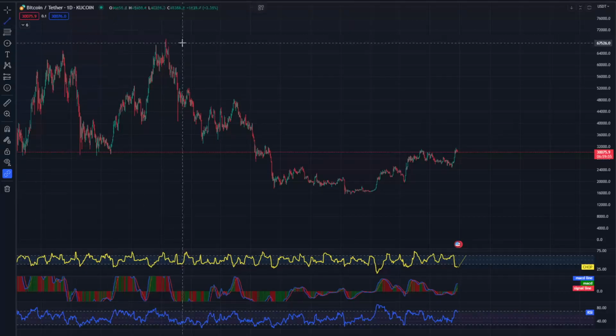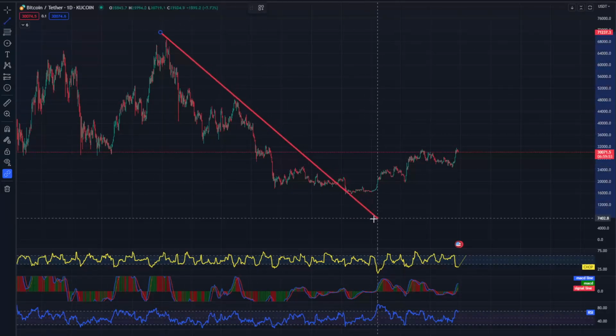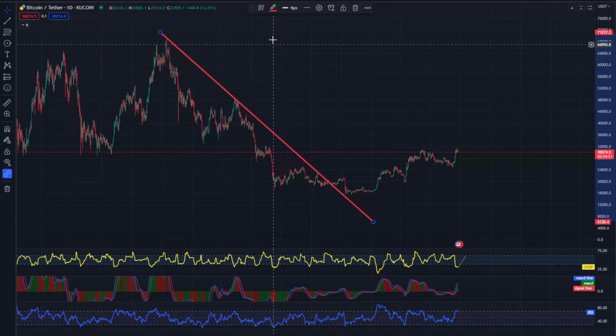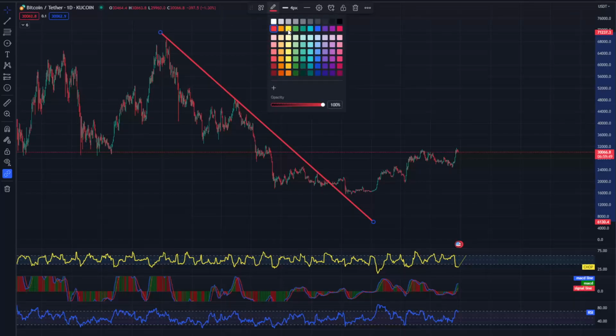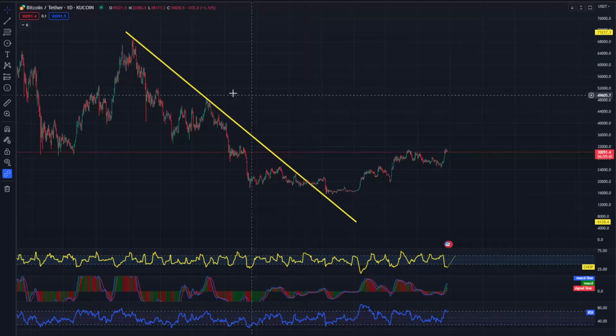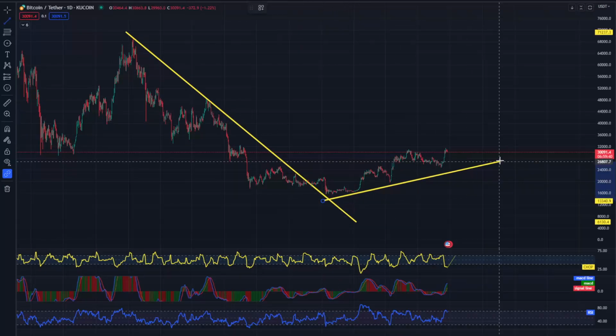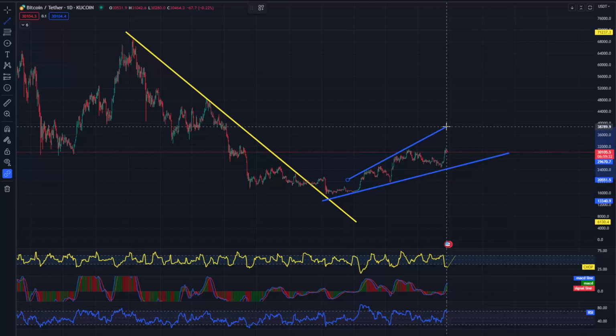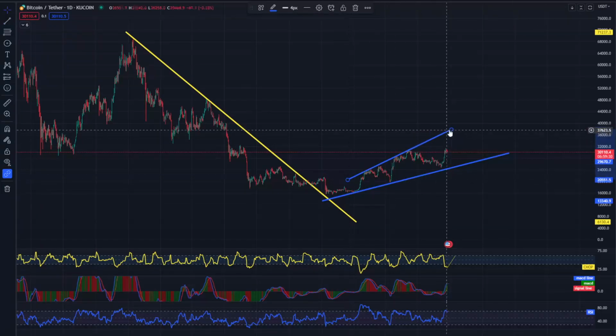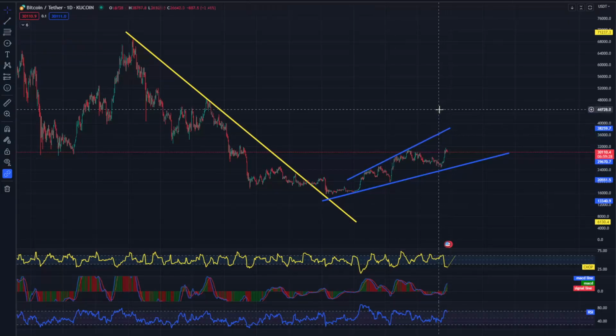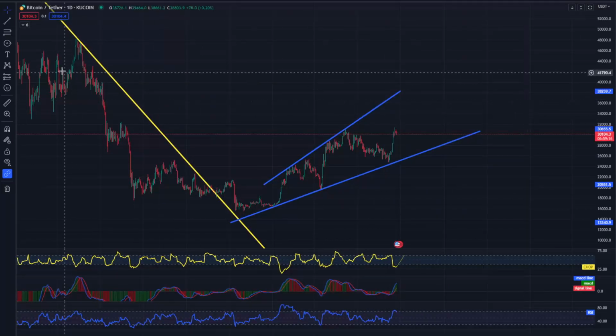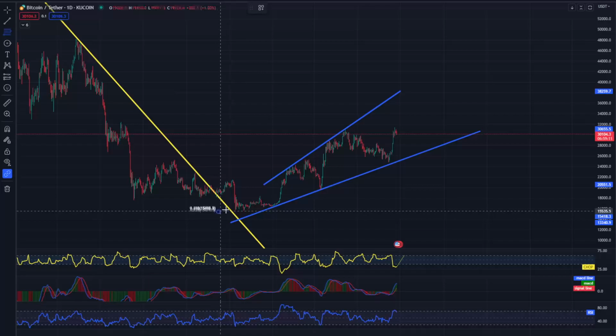Let's start by checking the current situation on the BTC pair to USDT, taking into account the 4-hour interval. First of all, using the yellow line, we can mark the downtrend line from which the price went up. Then, using the blue lines, we can mark the uptrend channel in which the price is currently moving. Now let's move on to marking the places of support.